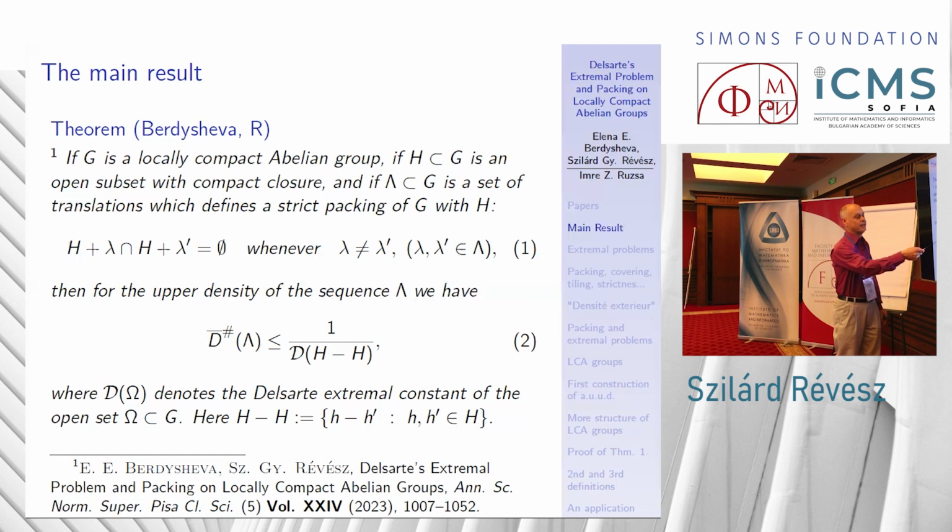Basically this is the uniform upper density, or in more full terms, the asymptotic uniform upper density. We will give precise definitions later. So the upper density should be less than or equal to 1 over the Delsarte extremal constant, the Delsarte extremal value of H minus H. Here D of omega denotes the Delsarte extremal constant on the set omega, and H minus H is just the element-wise difference of the two sets.